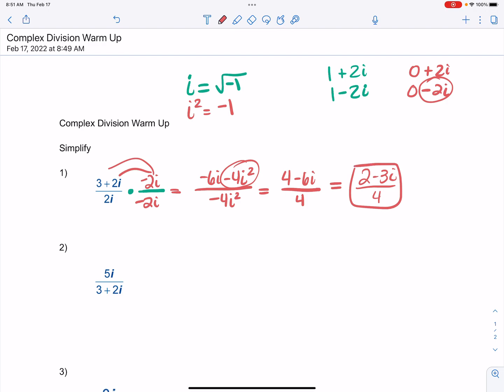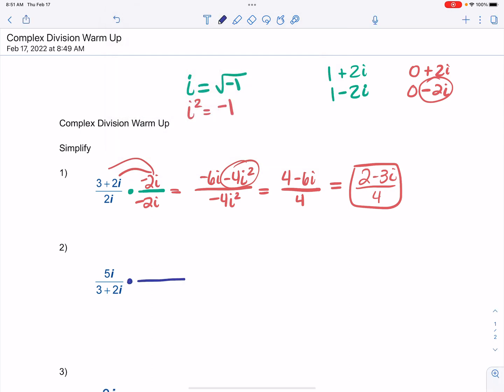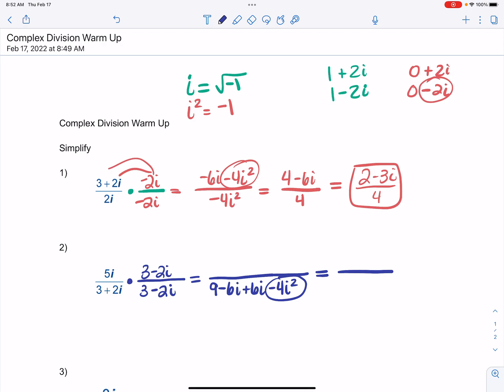Okay, on the second one, you're multiplying by 3 plus 2i. So you're going to multiply the bottom by 3 minus 2i because that's the conjugate. If you multiply the bottom, you've got to multiply the top. I always do the bottom first in case I make some silly mistake somewhere, because I need the bottom to be a whole number. So that would be 9 minus 6i plus 6i minus 4i squared.